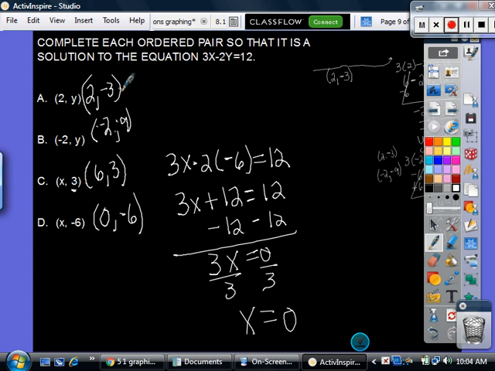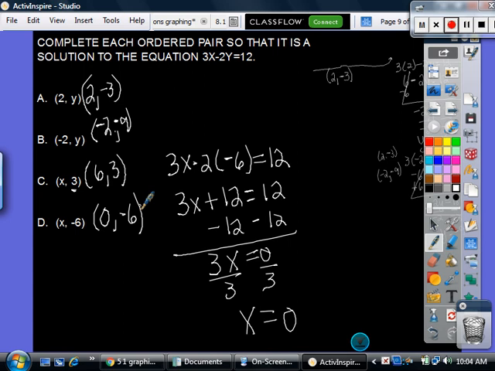All right, let me ask you a question. What quadrant is 2, negative 3 in? Go over and down. Fourth. Fourth is right. All right, what about negative 2, negative 9? What quadrant is that in? Quadrant 3, where everything's negative. What about 6, 3? Everything's positive in the first. Where is 0, negative 6? It's not in a quadrant. It's on the y-axis.